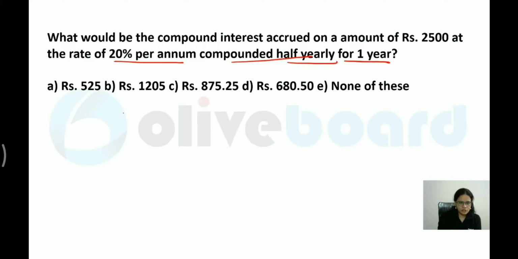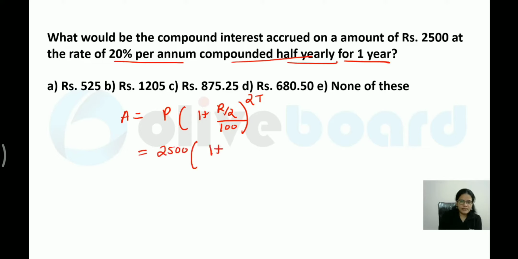1 year. Whenever you are writing the half yearly value, the formula is P in bracket 1 plus R by 2. Instead of R, you have to write R by 2 over here, and the time period will be written as 2T. The same formula I will be applying in this case. So the amount value you can calculate: 2,500, 1 plus R by 2. R by 2 means this will become 10 over here, 10 by 100.